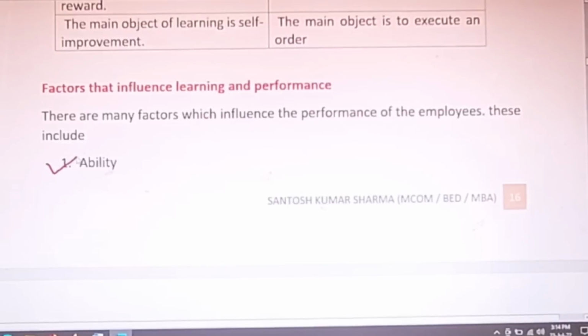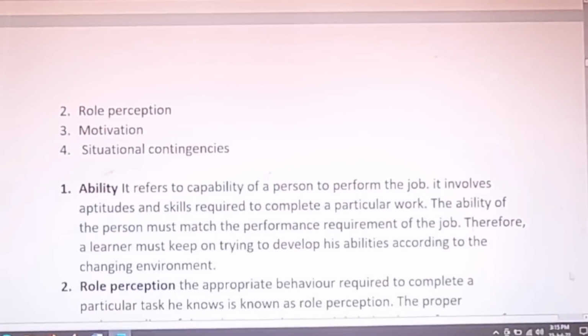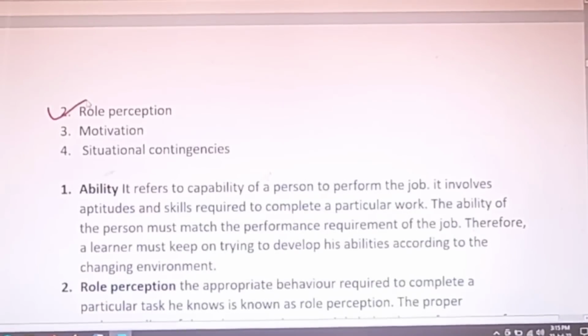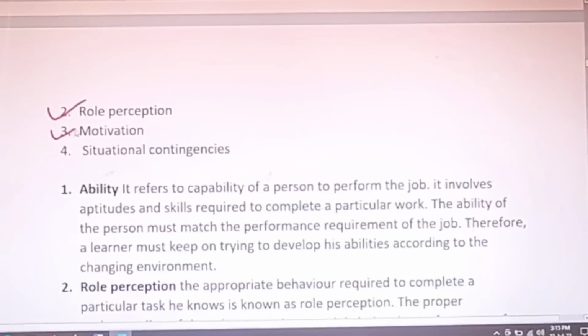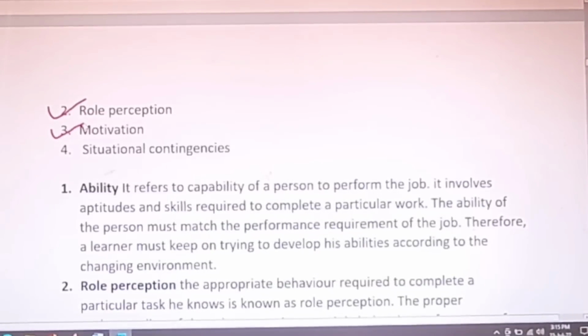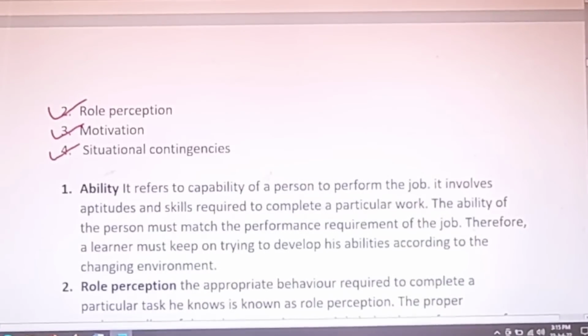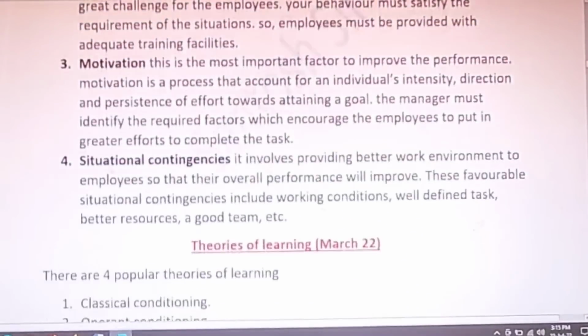The first one is ability. Okay, ability of the worker. The next one is role perception. Okay, what is the role required to perform a job? What is the motivational level of the employee? And then situational contingencies. So you must define all these points in your answer. Okay, fine. Let's move on to the next one.